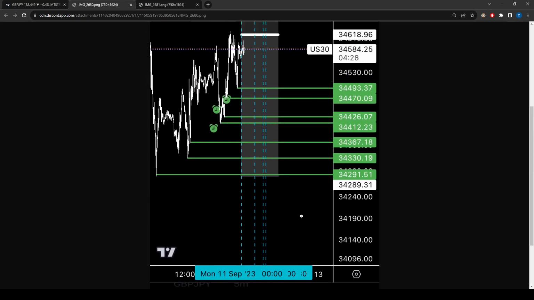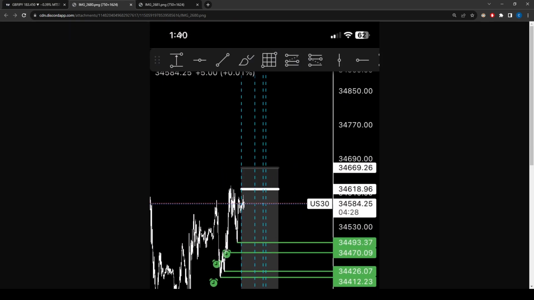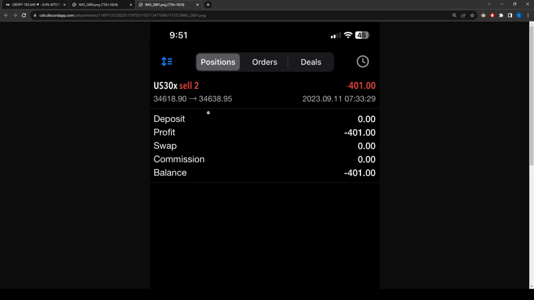So I marked the session 15 minutes, and I sent the screenshot around 1:45, as you can see here. Now let's head to the screenshot. We opened the position around 34,618.90, and then we ended up closing around 34,638.95. Guys, I shouldn't be swearing in the first place. You can see here, regardless of the time, my position was stuck.